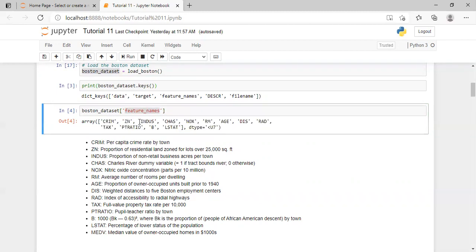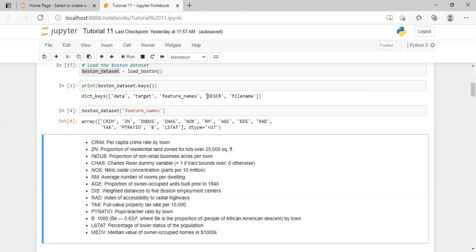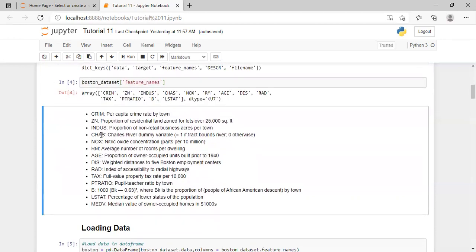There are around 13 features. So we have 13 features. These are independent variables in our data. And then when I called features.DESCR, this is a description. So I have directly copy and pasted all the descriptions of these variables over here.